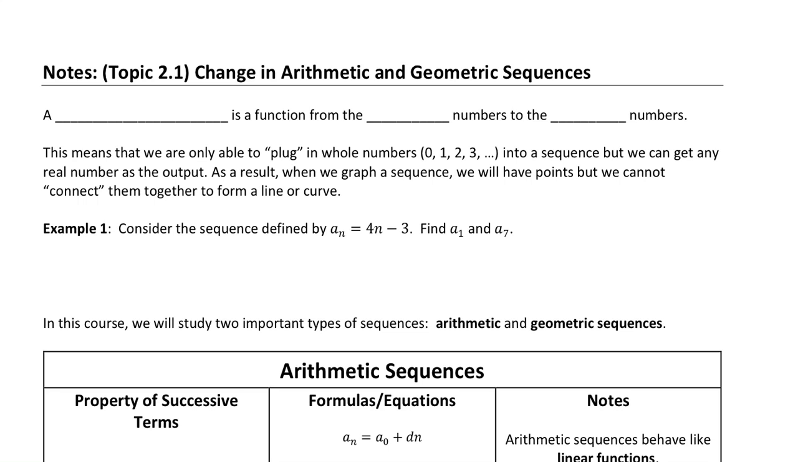Welcome to Unit 2, Topic 2.1. It's titled Change in Arithmetic and Geometric Sequences. This is pronounced arithmetic. It's spelled exactly like the word arithmetic, but it's pronounced arithmetic, just for the future.